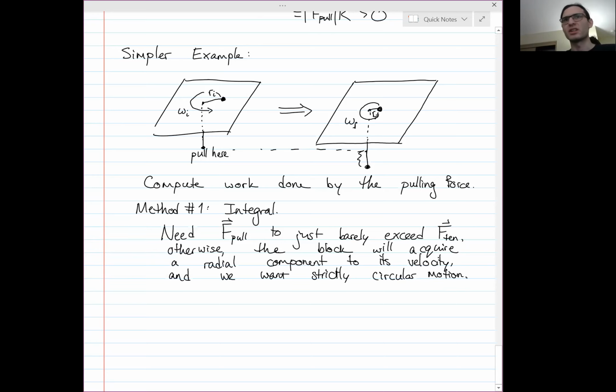Perhaps a way to think about this is that there might be a friction force on the surface of this table, but that friction force is only applied in the radially outward direction. Perhaps there's only kinetic friction, so that when you yank it in a little bit, for a brief moment it acquires a radial component to its velocity, but then the friction quickly kills that off. So all you've effectively done is change the radius of the circular orbit, but you haven't changed the shape of this orbit.